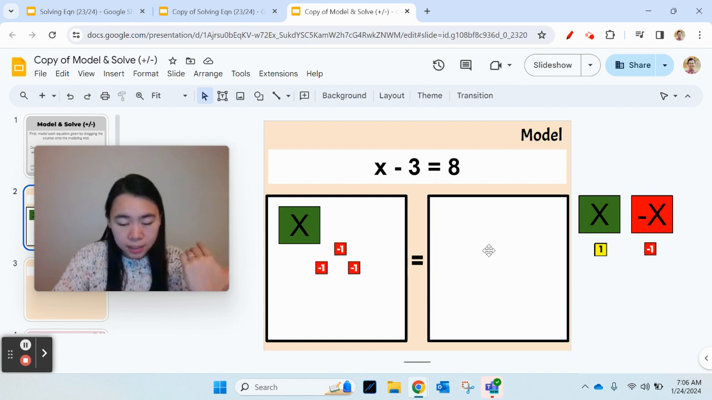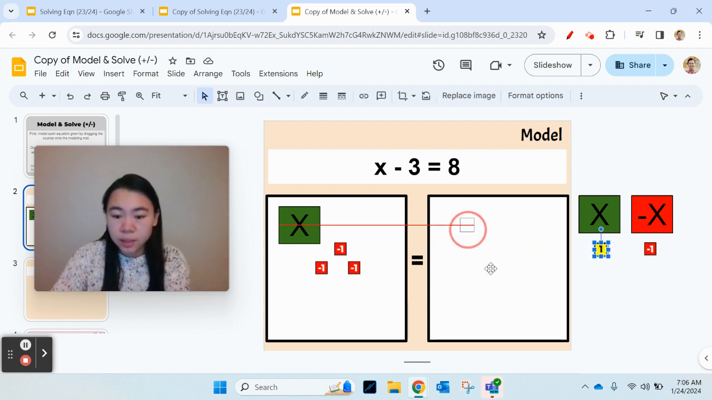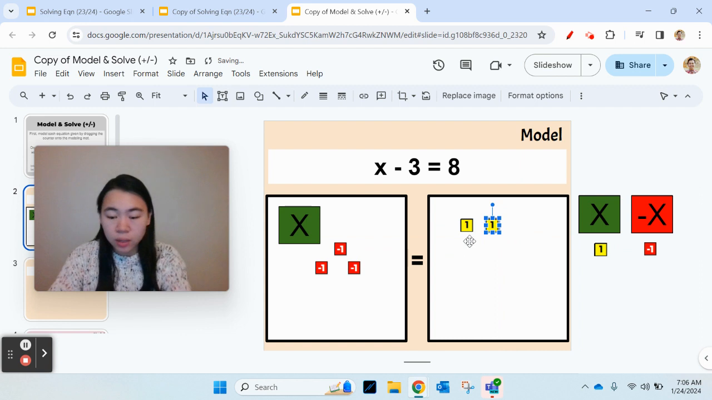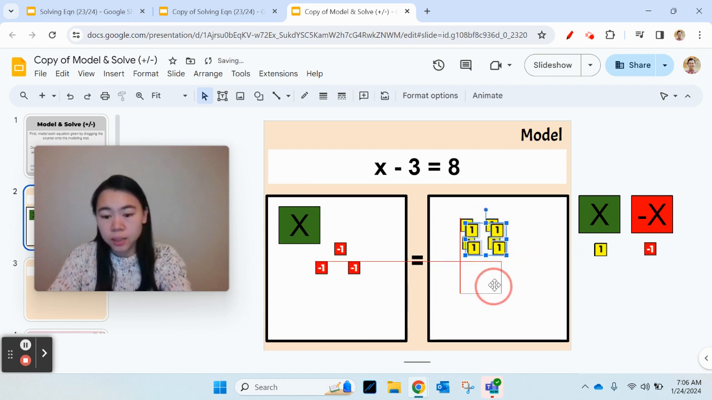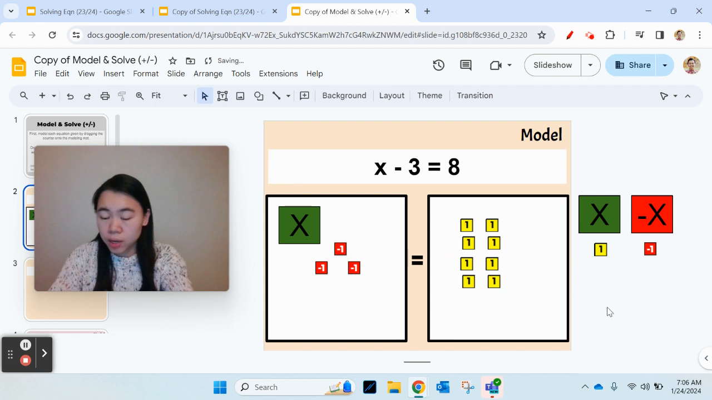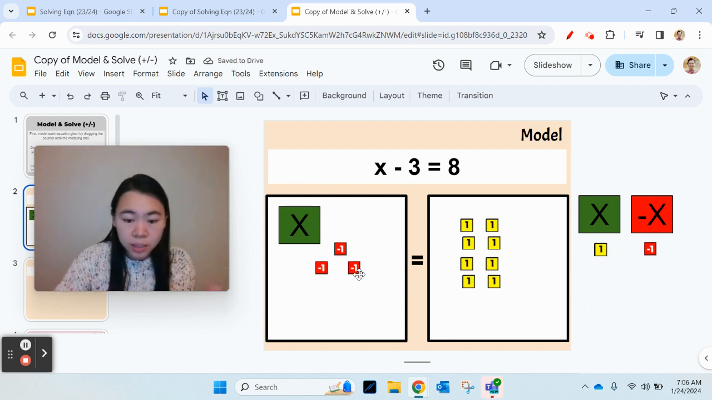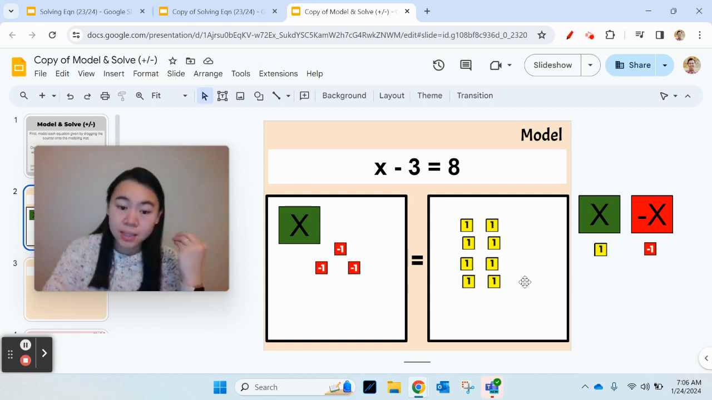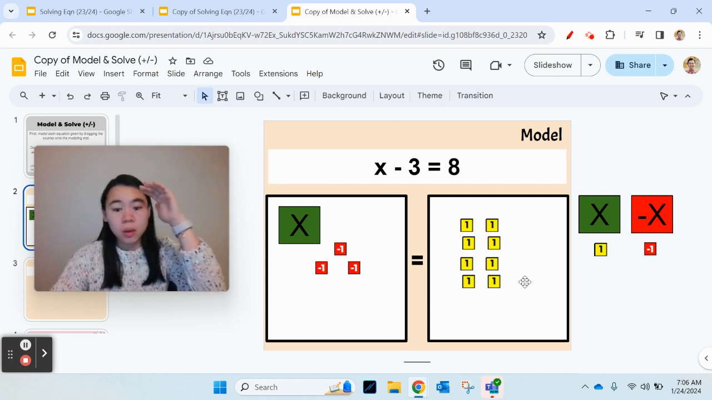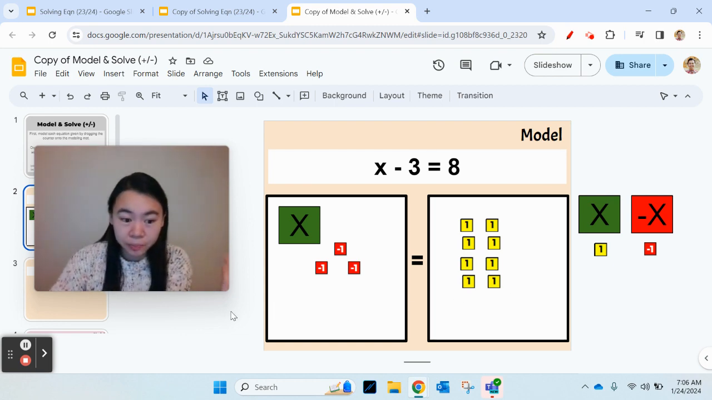And it equals 8. So we're going to drag positive 8 on the other side of our mat. You can drag 8, you can copy paste 8, whatever is easier for you. I'm going to copy and paste my 8 like this. But if you want to drag 8, you can drag 8 positives. So x minus 3 equals positive 8. I can see my problem is exactly the same as my model here. So this is the model for x minus 3 equals 8. Now let's move on to solving this.